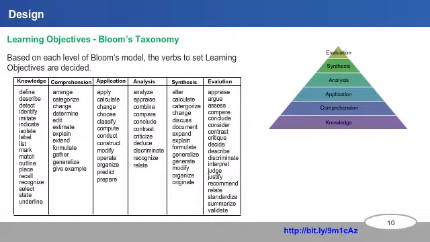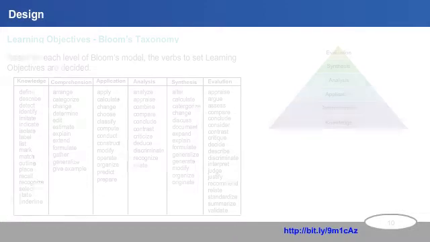Cognitive development is the most important factor in learning. Hence, Bloom and his colleagues considered the cognitive domain as the top priority. The 6 levels of cognitive domain are knowledge, comprehension, application, analysis, synthesis, evaluation. Based on each level of Bloom's model, verbs to set learning objectives are decided.